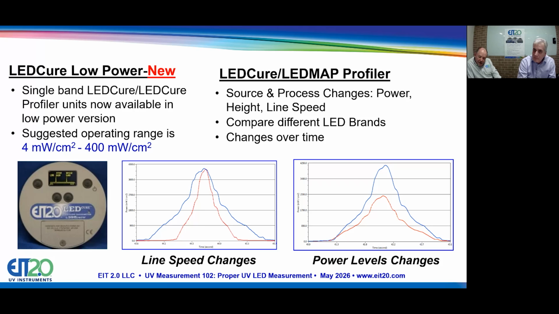But with the profiler, you're able to look at things such as line speed changes, height changes, power level changes. Two of those are shown here. We think this is critical, especially for R&D type of work. We also feel that instead of just a number, you're going to get the true picture here versus just the joule and watt number.